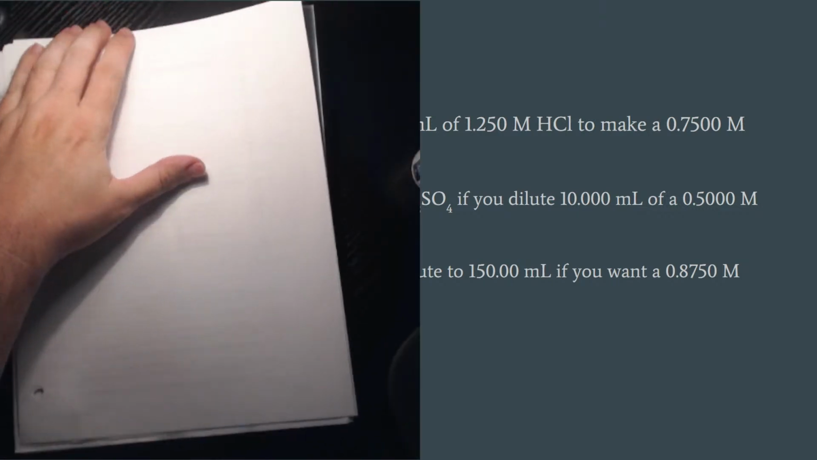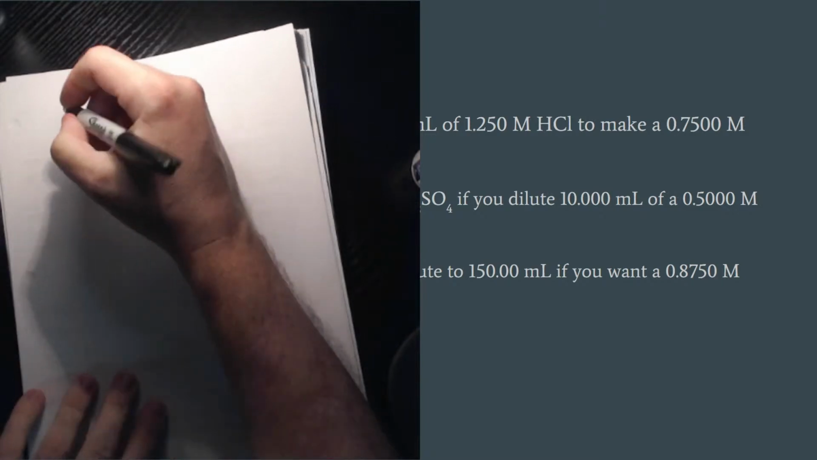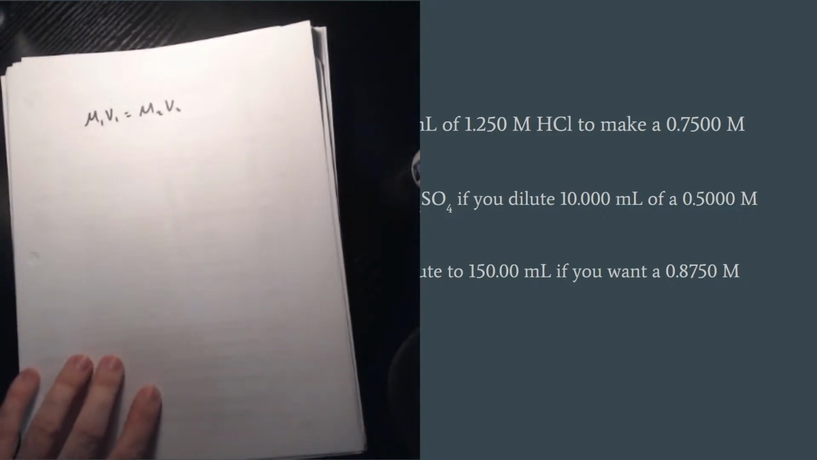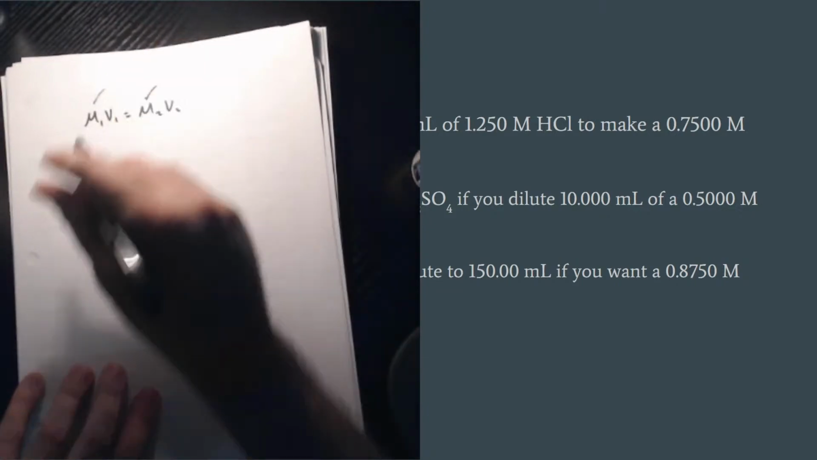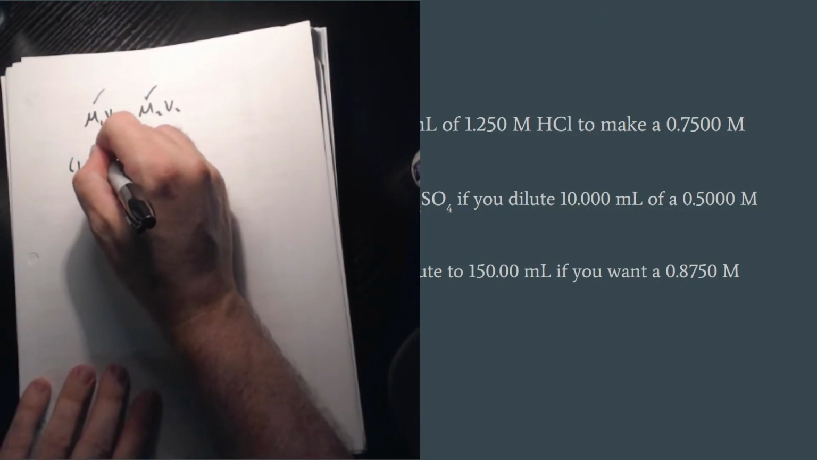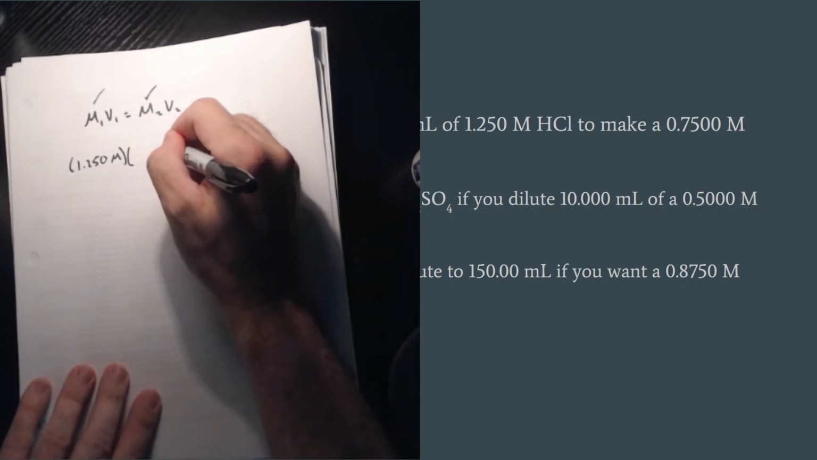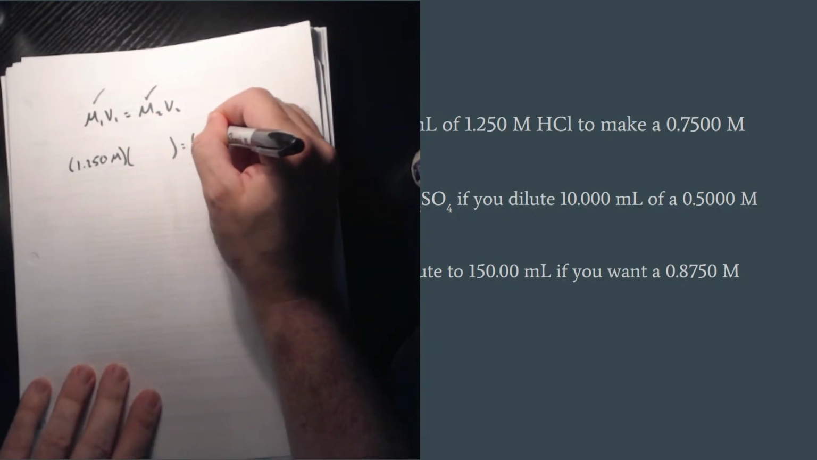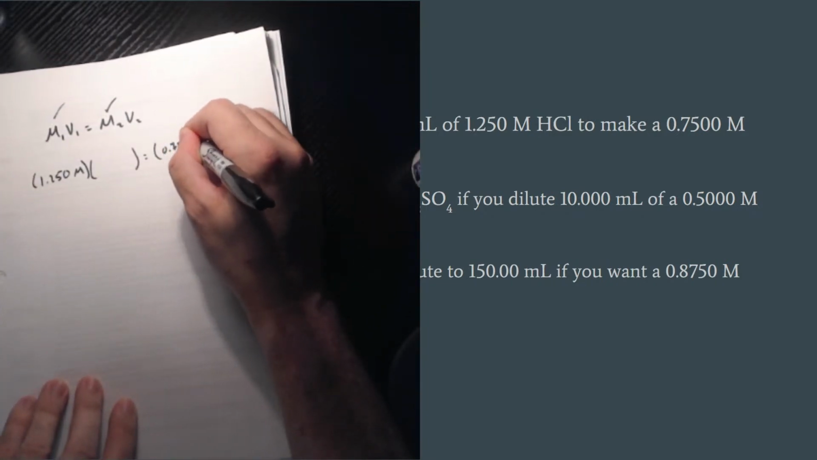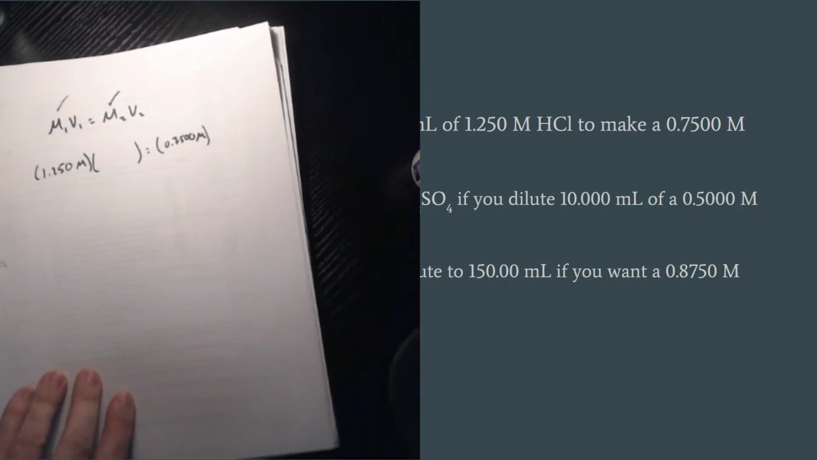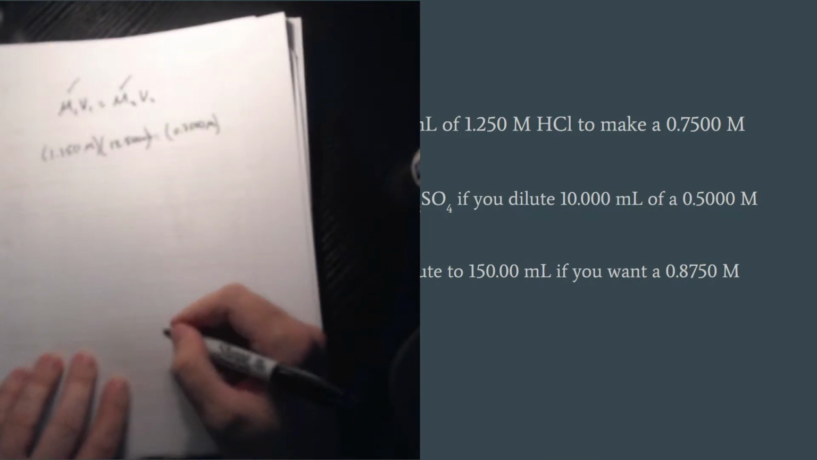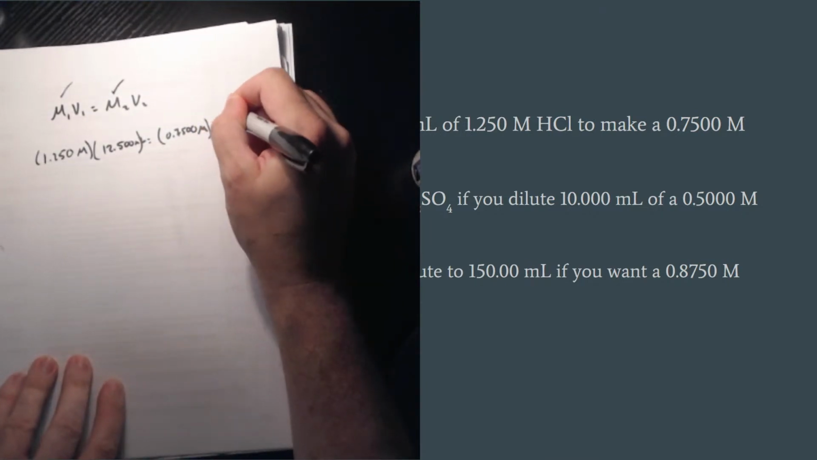M1V1 equals M2V2. So for this problem, we know our initial concentration and our final concentration. We're starting at 1.250 molar, and we're ending at 0.7500 molar. We also know our initial volume, 12.500 milliliters. So what is our final volume?